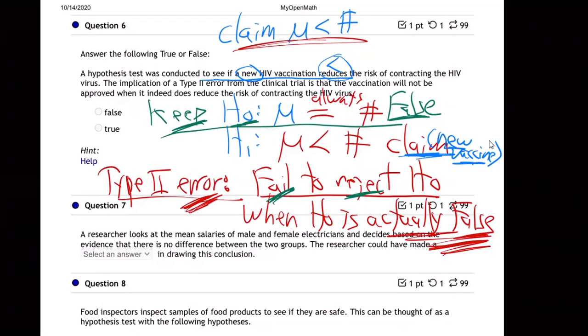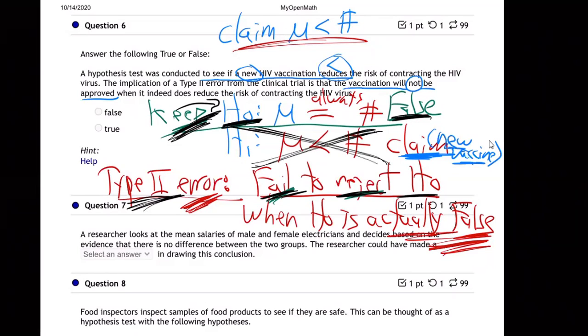So what does it say here? The vaccination will not be approved. Did we not take H1? Yeah, exactly. Right? Because instead we kept H0. And it was false. We shouldn't have. That's what a type 2 error says. You failed to reject the null. You keep the null, and you shouldn't have. You keep the null, so that means you cross out the H1 because you're keeping the null.